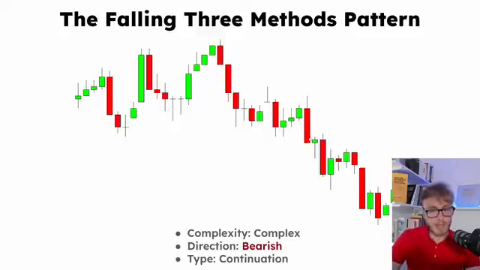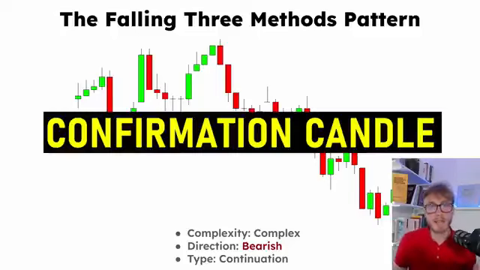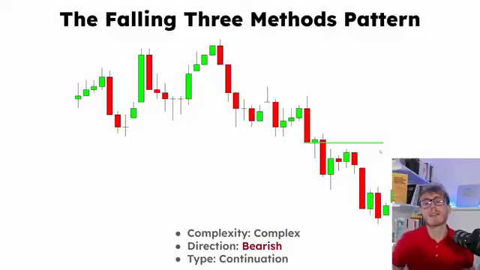Well, the entry point is pretty straightforward. The most common entry point is to enter at the close of the 5th candle. So you enter right here. And as we have been talking about, some traders wait for a confirmation candle, but for the falling 3 methods, I think personally that the best entry point is just to enter at the 5th candle.